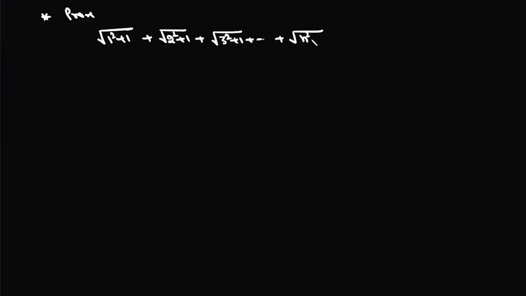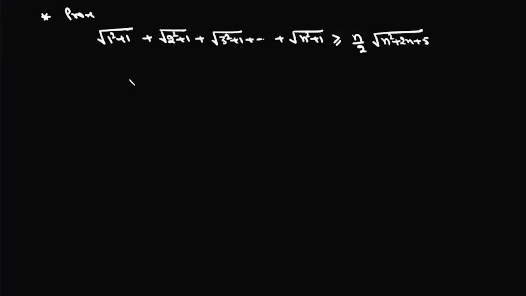Now let us take another example, and here we have to prove that under root of (1 square plus 1) plus under root of (2 square plus 1) plus under root of (3 square plus 1) up to under root of (n square plus 1) is greater than or equal to n by 2 into under root of (n square plus 2n plus 5).